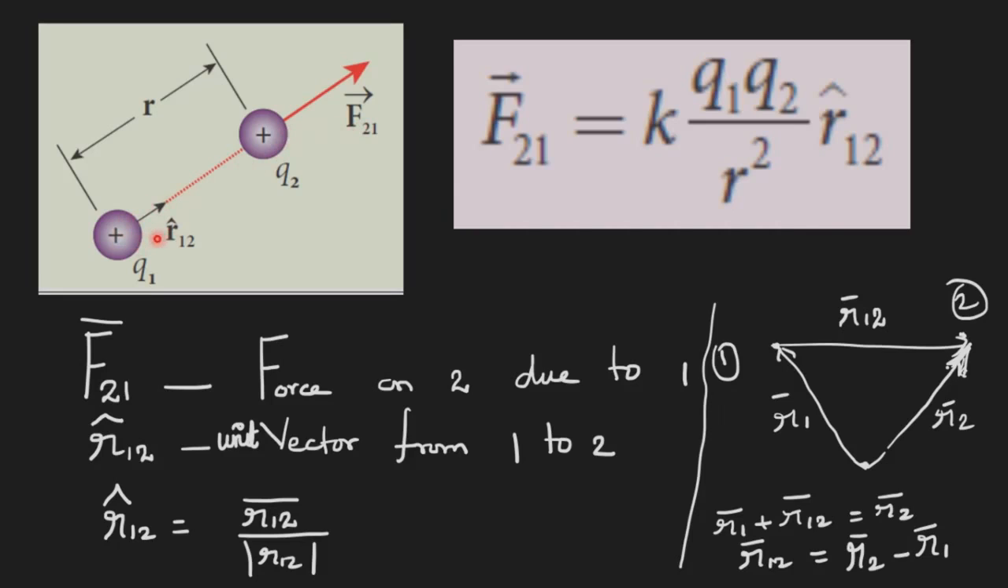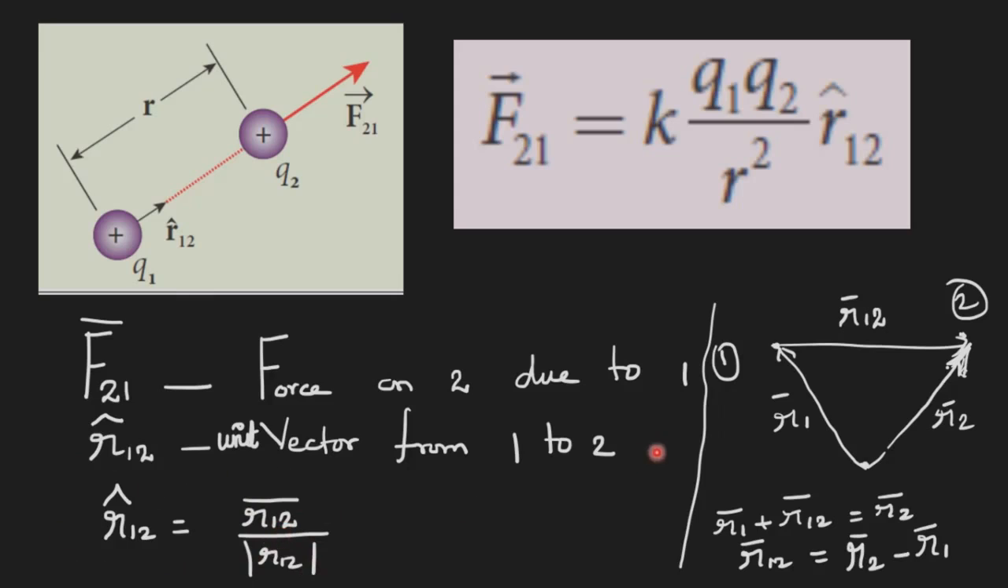R12 cap is a unit vector acting along this direction, from charge Q1 to Q2. Already you know R12 cap is one of the unit vectors, acting from charge Q1 to Q2. Its value, R12 cap, is equal to the R12 vector divided by the modulus of the R12 vector. Already you know the formula for R12 cap.